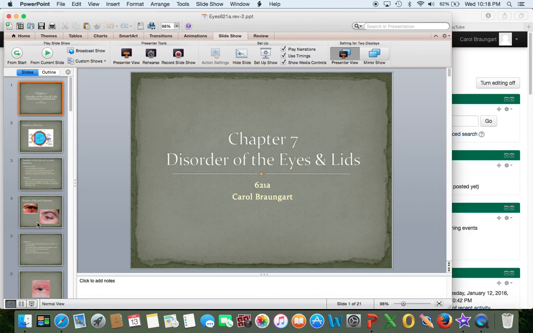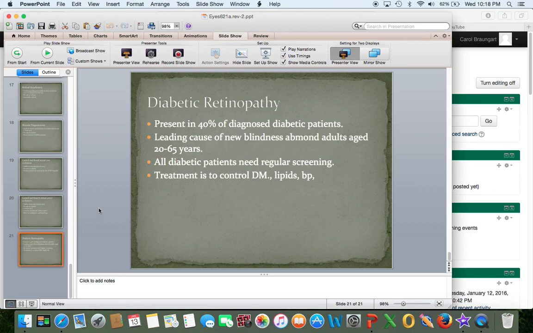That is the eye exam lecture. If you have any questions, please let me know. And at the same time, also make sure that you look at the chapters in the current book for additional eye disorders and treatment plans.